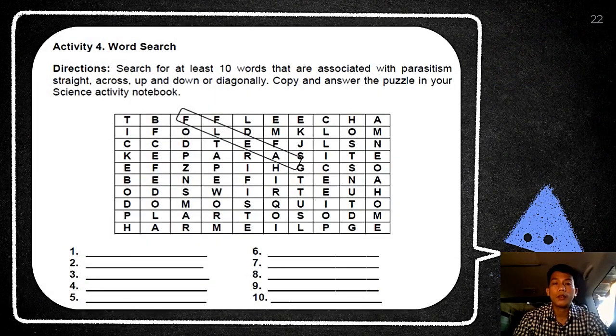For the activity 4, word search. Direction: search for at least 10 words that are associated with parasitism, straight, across, and down or diagonally. Copy and answer the puzzle in your science activity notebook.